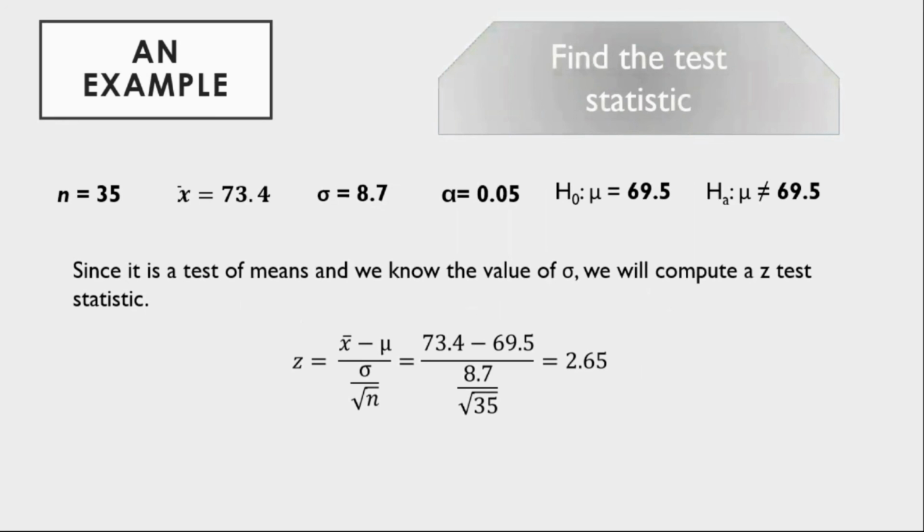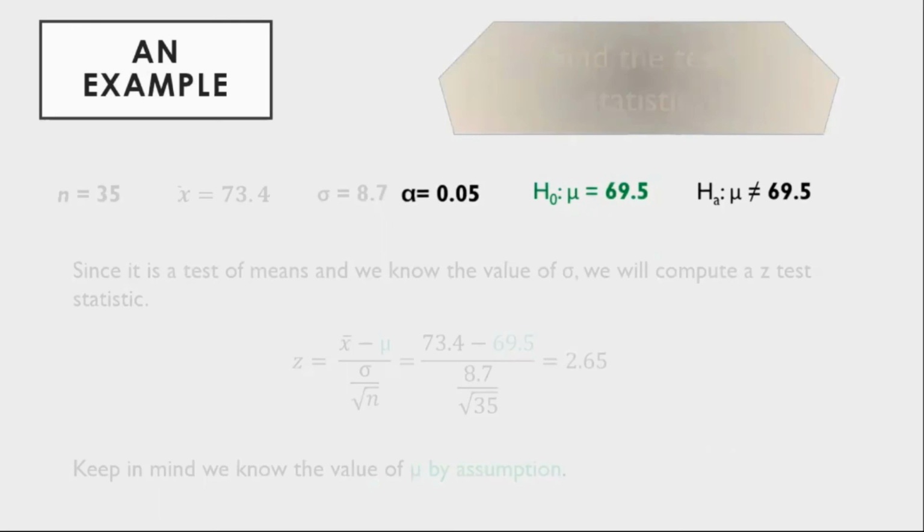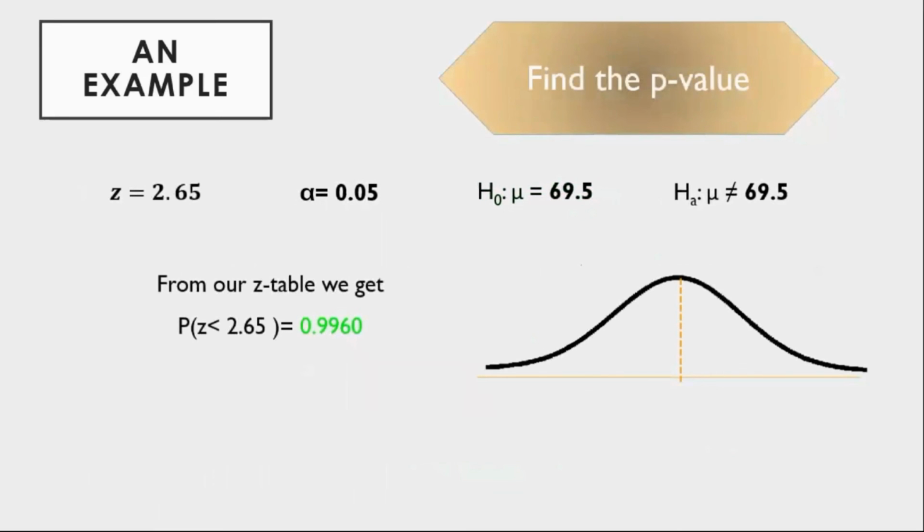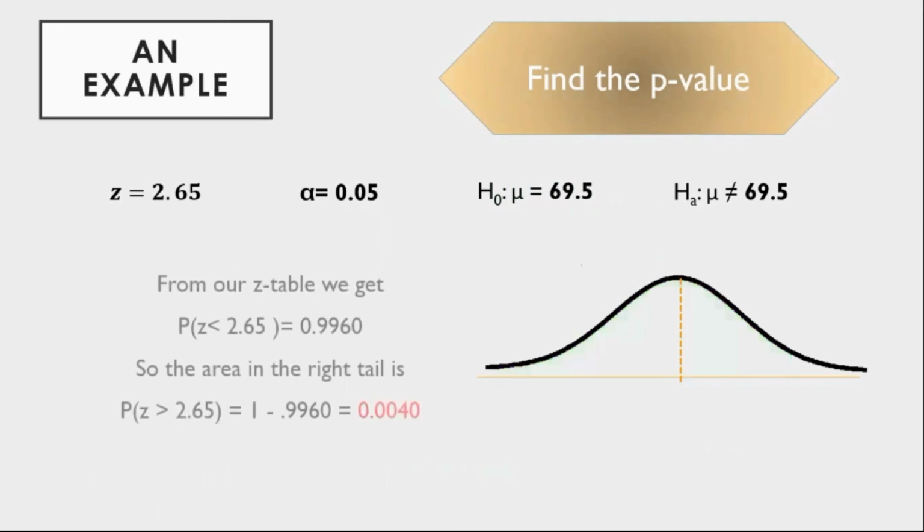Importantly here, the parts in green, right, we are assuming. How did I know what the population parameter really was? How do I know that mu really is 69.5? I'm assuming it. The whole test relies on the fact that we are assuming the null hypothesis to be true. So I'm going to look at our table. I'm going to use it to find out what the shaded area to the right of z equals 2.65 is, right? Our test statistic. In this case, I get 0.004.